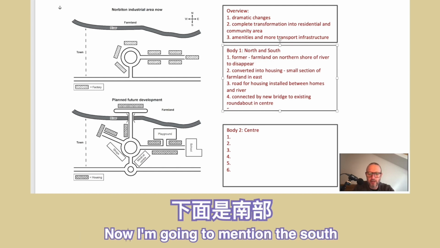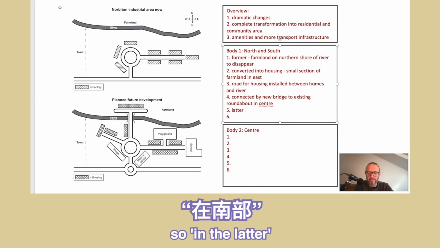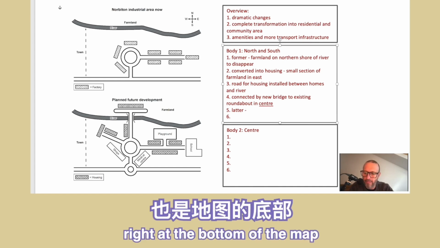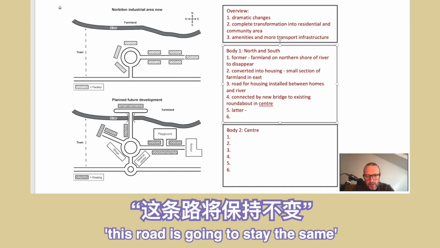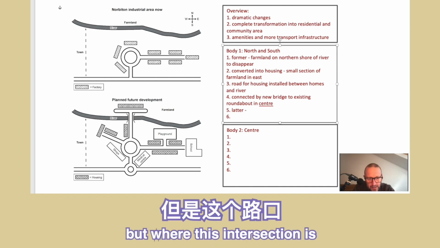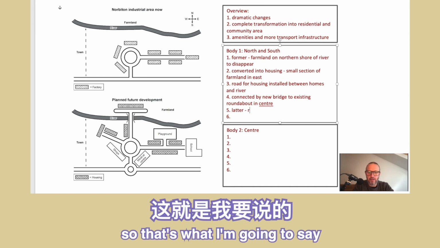Now I'm going to mention the south. So I'm going to call the south the latter. So in the latter, right at the bottom of the map. So I'm going to say here the road, this road is going to stay the same, but where this intersection is going to become a roundabout. So that's what I'm going to say.